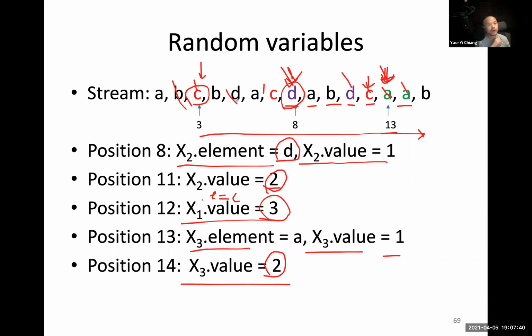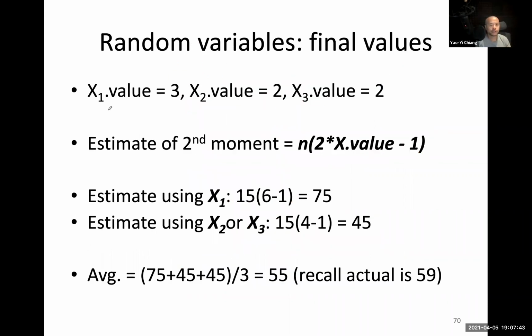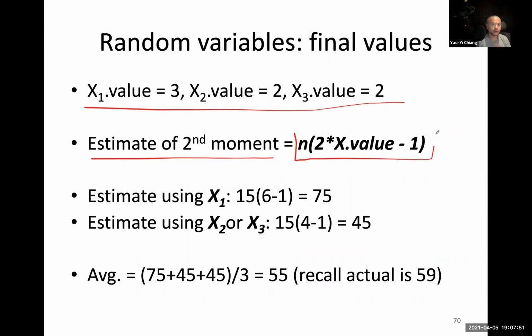All right, so once you have all these 3 values here, now you want to estimate the second moment. You take the equation. I haven't told you why we have this equation yet, but let's just look at the example. You take the equation, you say, all right, you have the value, so 2 times this value minus 1, and n is the number of elements that you have seen so far, so 15. For x1, your value is 3, right? 2 times 3 is 6. 6 minus 1 times 15, you have 75.